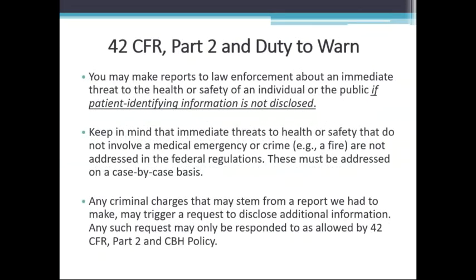So with duty to warn, you can make reports to law enforcement about an immediate threat to the health or safety of an individual or the public if patient identifying information is not disclosed. So keep in mind that immediate threats to health or safety that do not involve a medical emergency or crime are not addressed in the federal regulations. So again, this has to be addressed on a case-by-case basis. And just like we mentioned a couple of slides ago, any type of criminal charges that may stem from a report that we had to make may trigger a request to disclose additional information, and that's when it falls back to our policies on how we handle when we receive a subpoena or a court order.